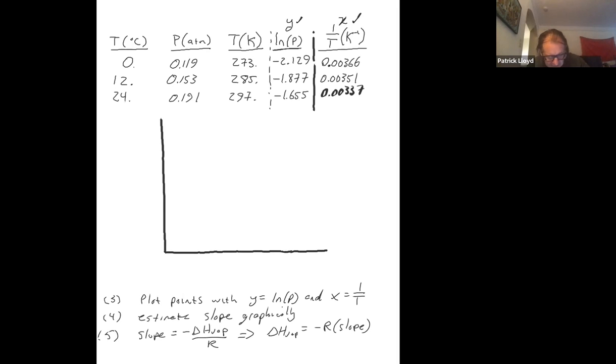Okay, so this is the x-axis, right? So this is 1 over T. And remember, the units are reciprocal Kelvin because you're taking 1 over the temperature, right? And you will not get the right answer if this is in Celsius. So make sure you got it in Kelvin. And then on the y-axis, we're going to have ln of P.